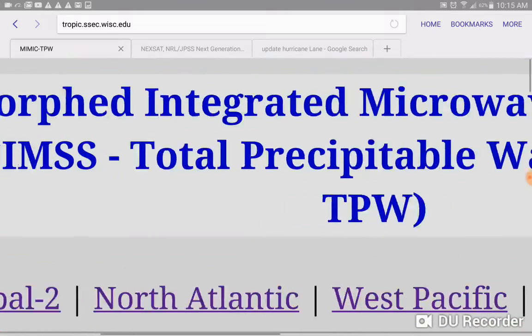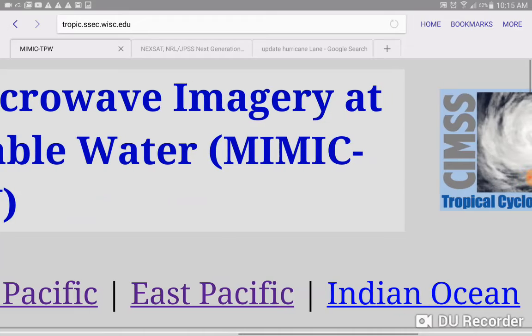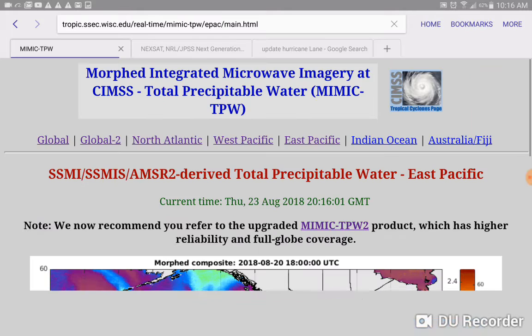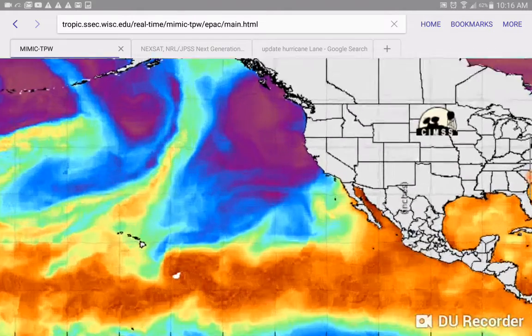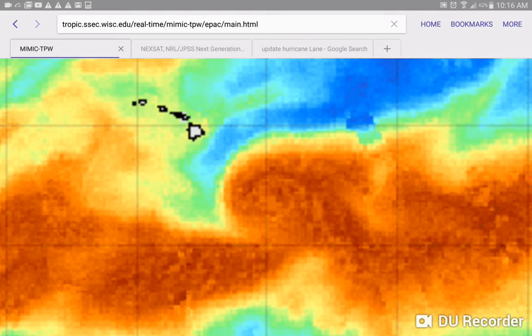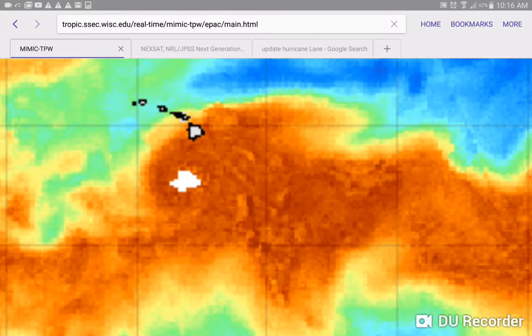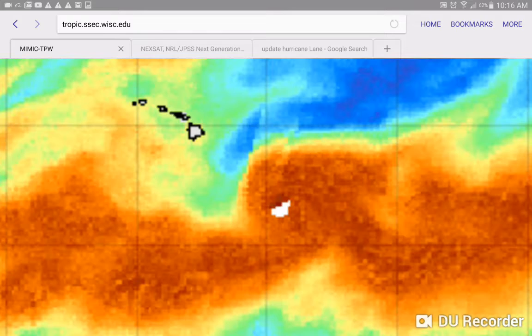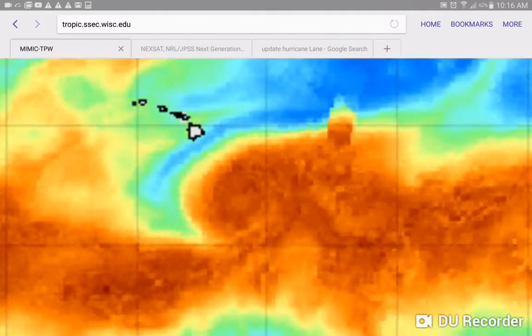Oh, I'm sorry. Eastern Pacific. We're in the right place. There we go. And let's take a look again. Okay, and we'll see, yep, right there, the high pressure blob that came in.